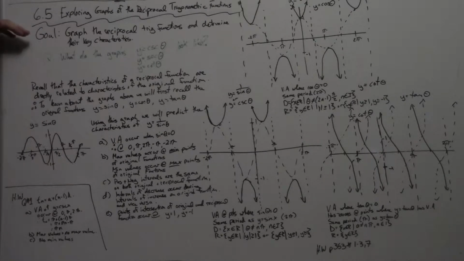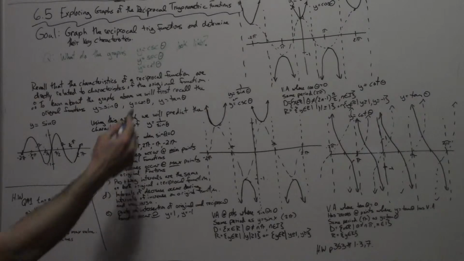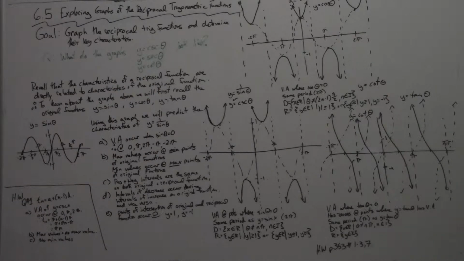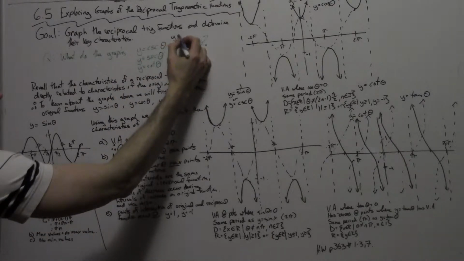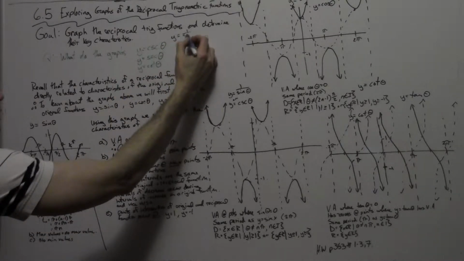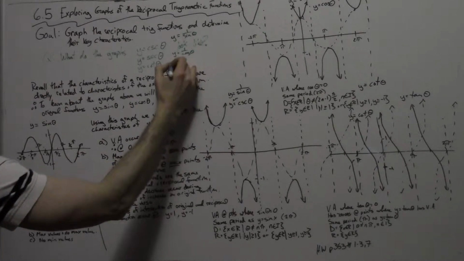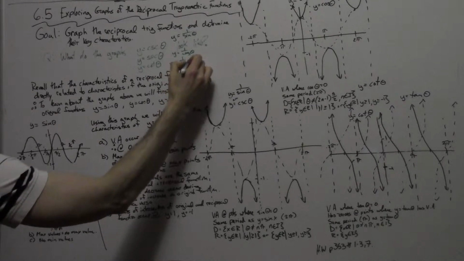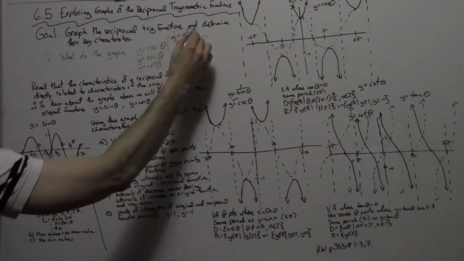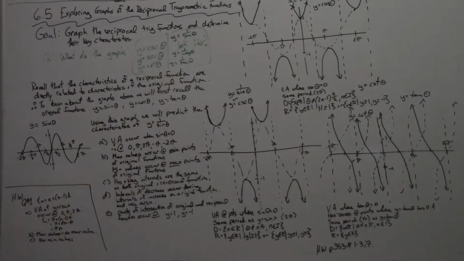Okay, but the goal today is to graph the reciprocal trig functions and determine their key characteristics. So the question is, what do the graphs of y equals cosecant theta, y equals secant theta, and y equals cotangent theta look like? As we know, these are just the reciprocal functions. So y equals cosecant theta is the same as y equals 1 over sine theta, this is y equals 1 over cos theta, and this is y equals 1 over tan theta. So what we're trying to figure out today is, what do these graphs look like?